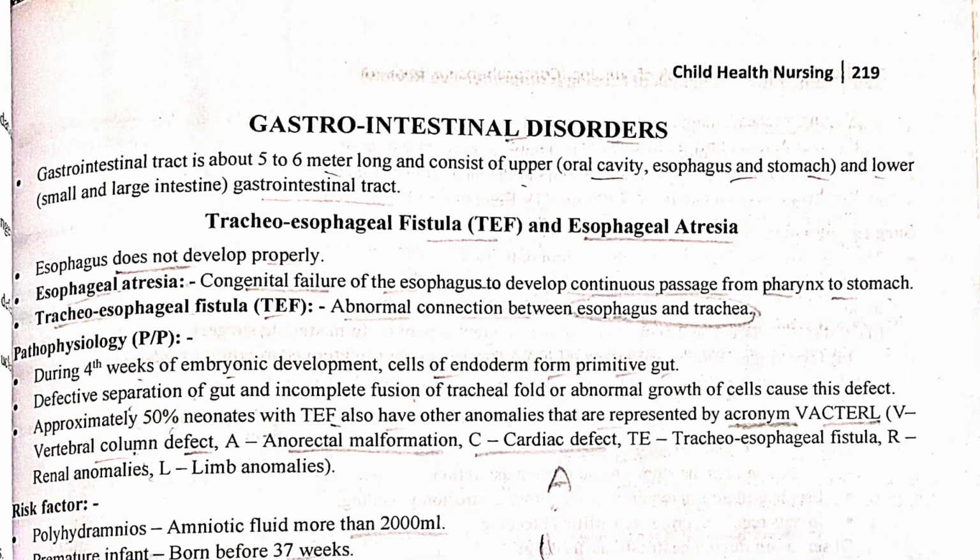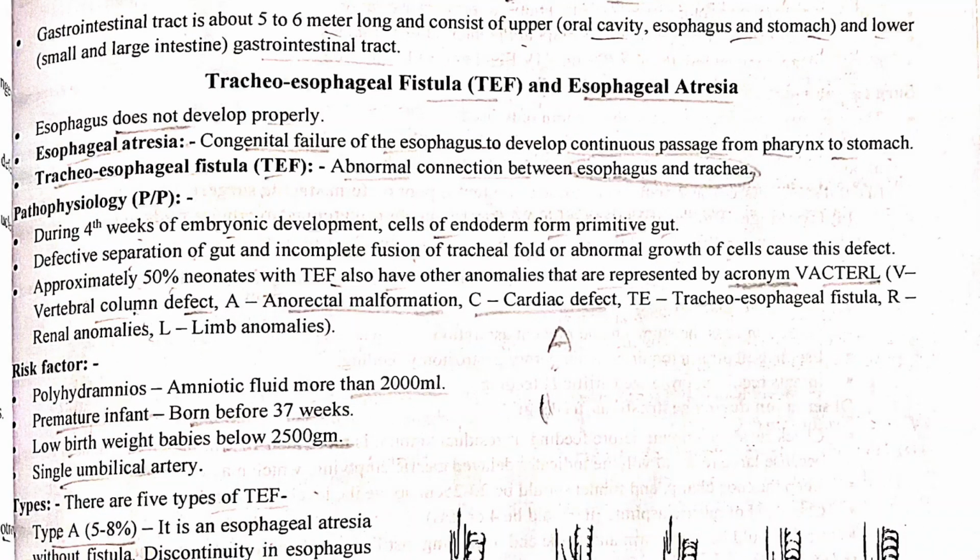Gastrointestinal disorders. First, the gastrointestinal tract is about 5 to 6 meters long and consists of the upper tract, the oral cavity, esophagus and stomach, and the lower gastrointestinal tract, the small and large intestine. First is the condition tracheoesophageal fistula and esophageal atresia. The esophagus does not develop properly.